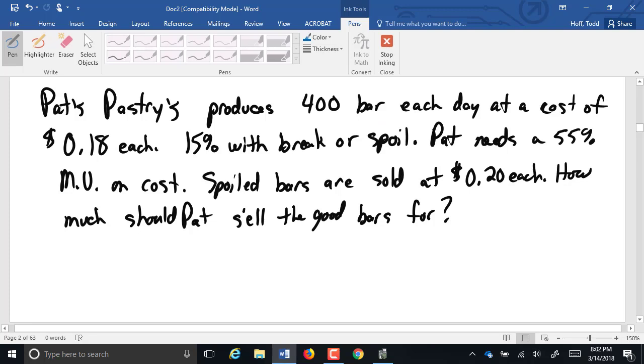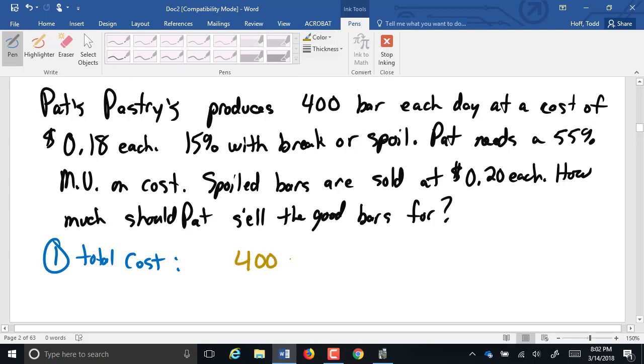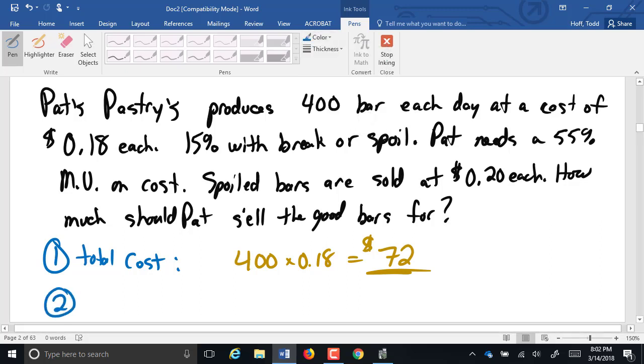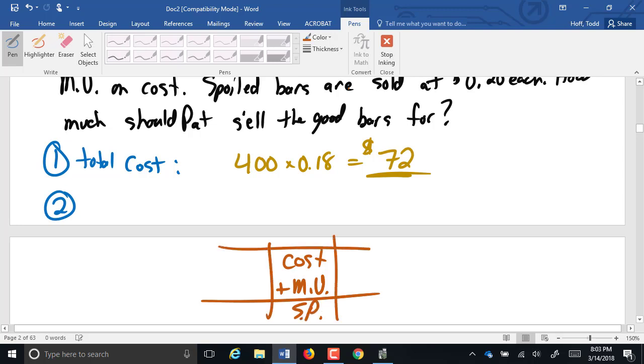So step one is still the same. Step one is total cost, which is going to be found by doing 400 bars times 18 cents, otherwise known as $72. Step two is the same. I'm not going to put the label on it. I'm just going to do it. Cost plus markup equals selling price.